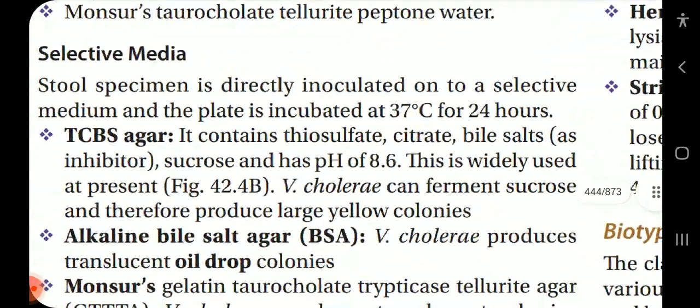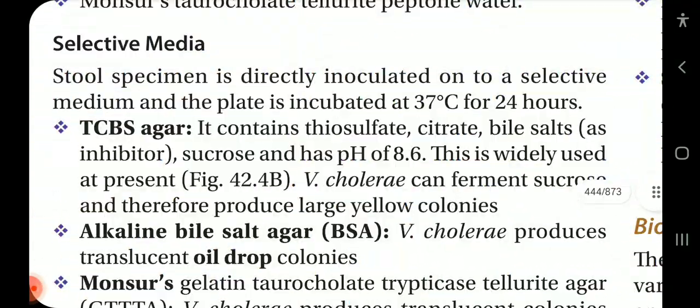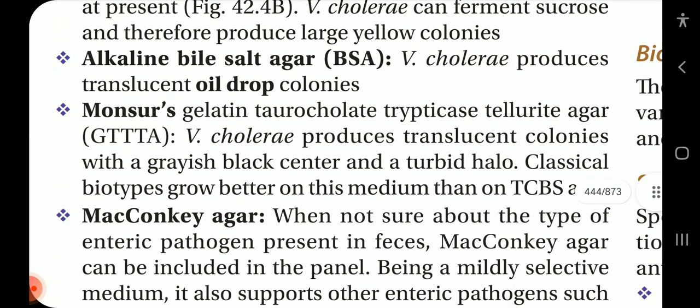Alright. Now the selective media. Stool specimen is directly inoculated onto a selective medium and the plate is incubated at 37 degrees Celsius for 24 hours. TCBS agar contains thiosulfate, citrate, bile salts as inhibitors, sucrose, and has pH of 8.6. This is widely used at present. Vibrio cholerae can ferment sucrose and therefore produces large yellow colonies.